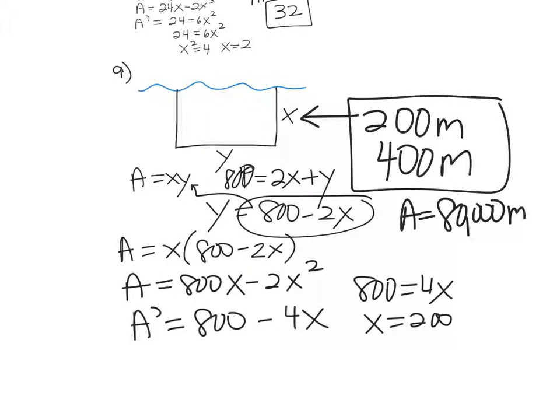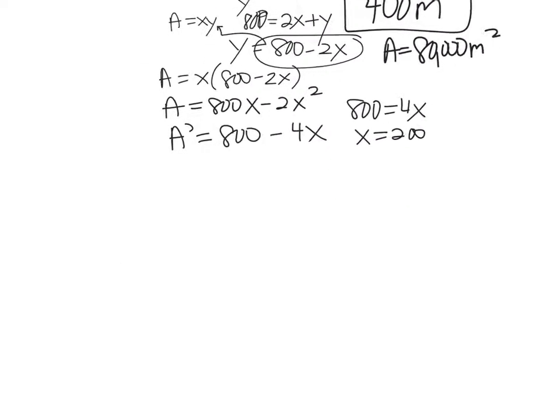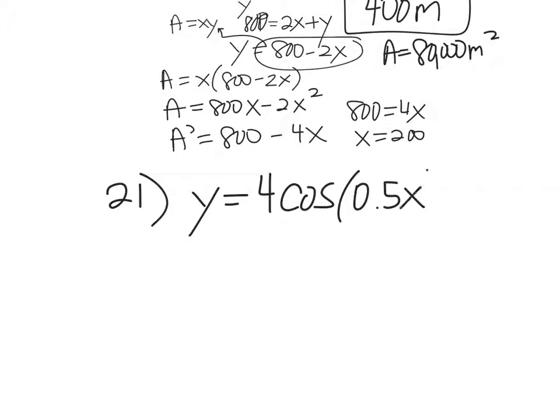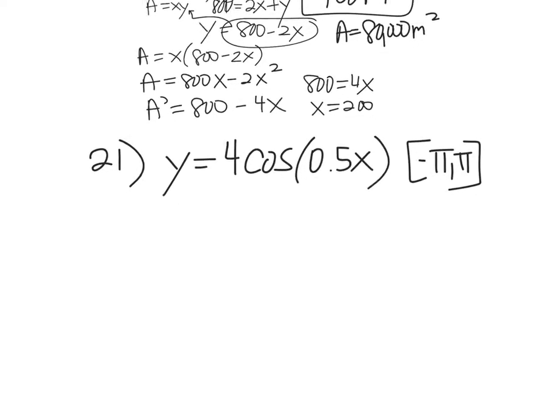80,000 square meters. Okay? All right, and then the last one, number 21. It says here that y is equal to 4 cosine of 0.5x. And we have to, from negative pi to pi, okay? And we have to get the dimensions of the largest area rectangle inscribed in that area right there.